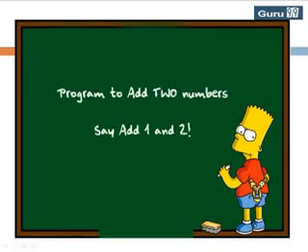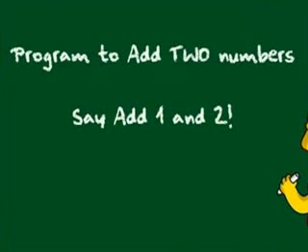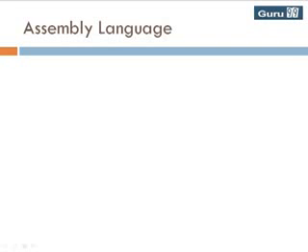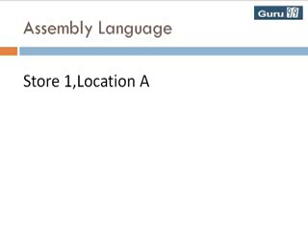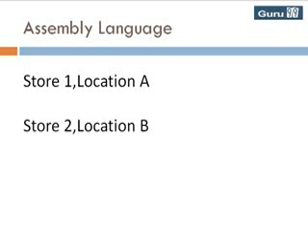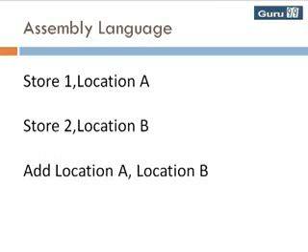Suppose you are asked to write a program to add 2 numbers, say add 1 with 2. Assembly language is the most elementary form of software development languages. Your code to add 2 numbers in this language would be like: store number 1 at memory location, say A. Store number 2 at memory location, say B. Add contents of location A and B. Store results. The way you feed this code to the processor would depend on the PC you are using.